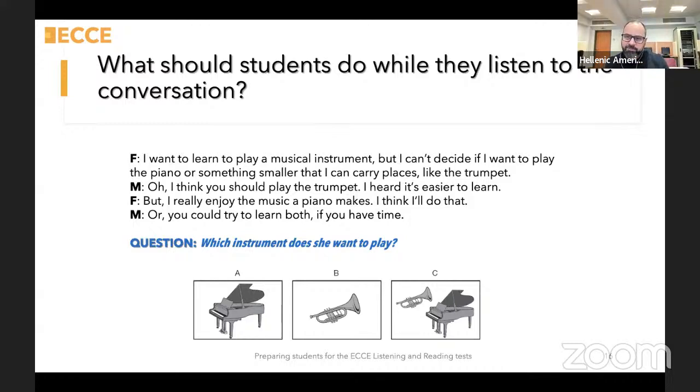So right from the very beginning, the speaker, the woman, mentioned both the piano and the trumpet already. And then a man says, oh, I think you should play the trumpet.